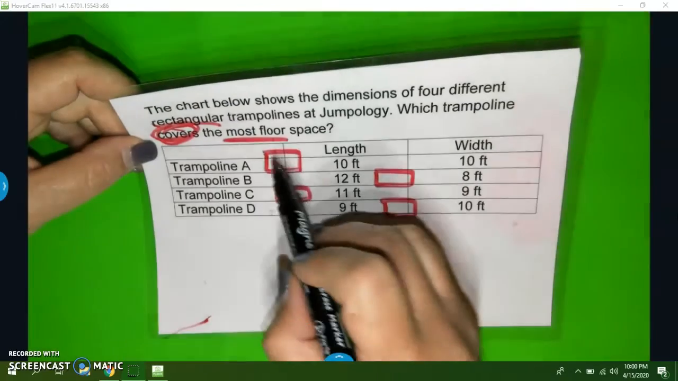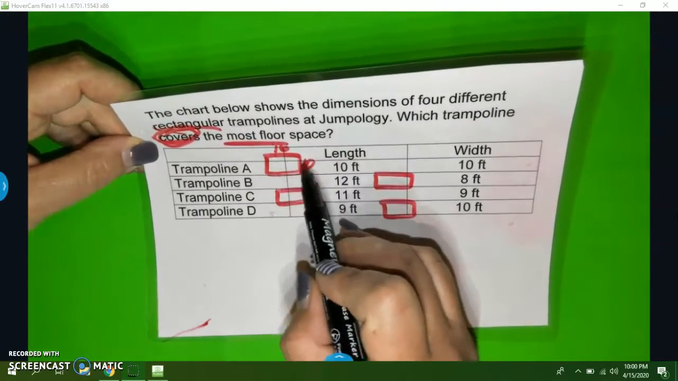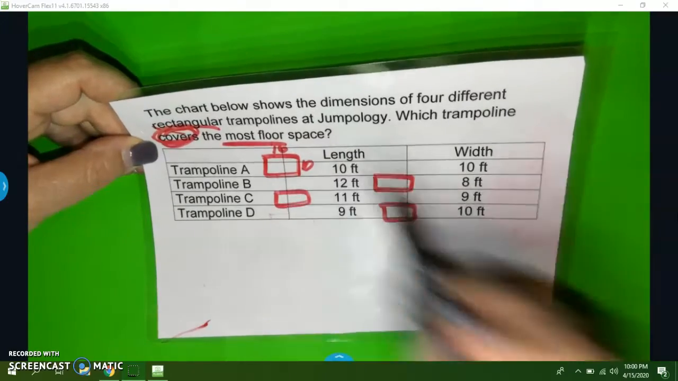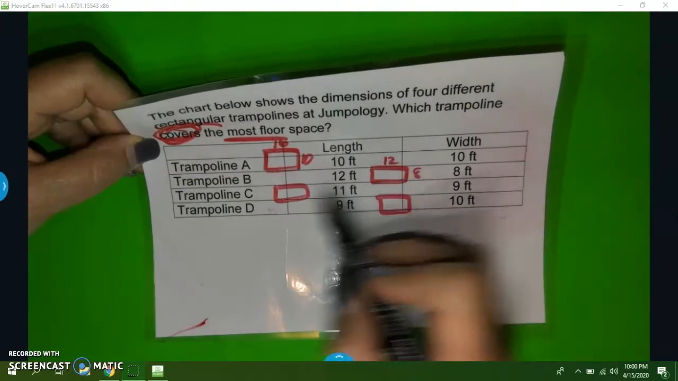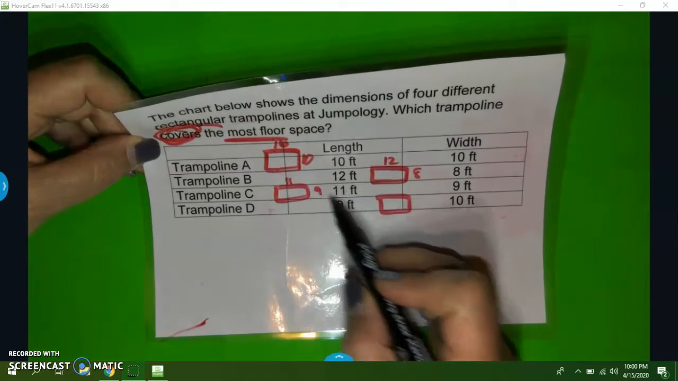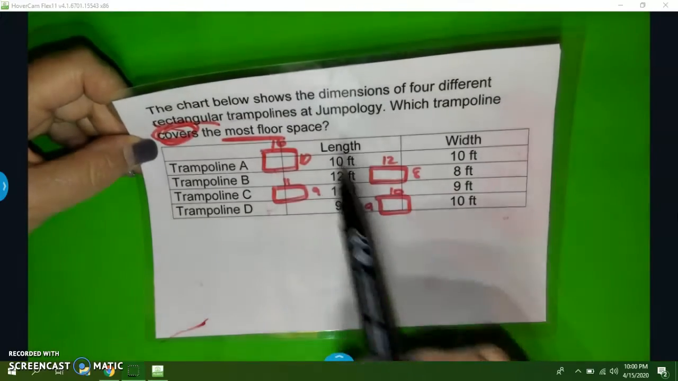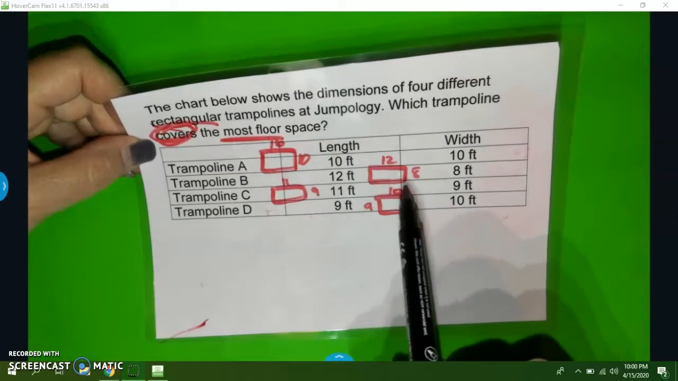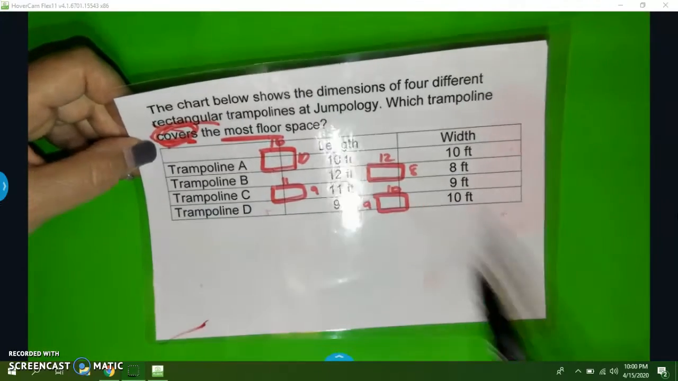So 10 by 10, that's actually a special rectangle known as a square, because if this is a 10 by 10, then that means all sides are technically 10. The other trampolines are 12 by 8, 11 by 9, and 9 by 10. And now we need to figure out, we've got a great picture going, what do they want us to do? Which trampoline covers the most floor space?